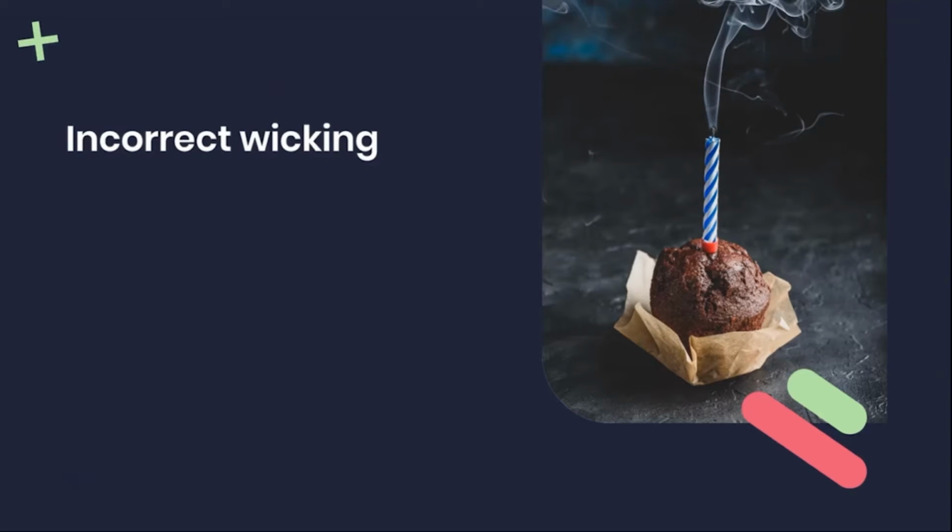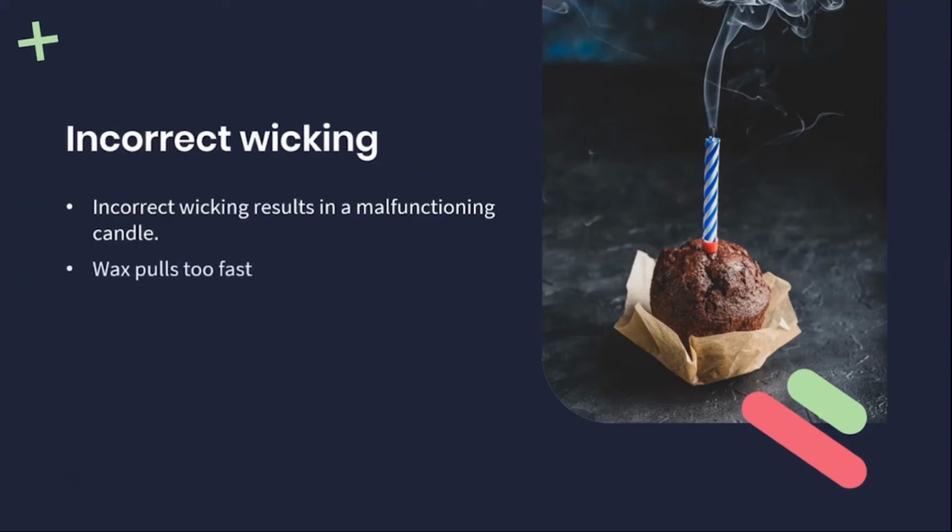Should we make an incorrect wicking decision, it's important to note that we'll most likely end up with a malfunctioning candle. This might look like wax perhaps not being pulled up to the flame, or in quantities larger than what it should be. It could also result in not enough wax being pulled up towards the flame, or even a clogged transition between the lower end of the candle and the flame.